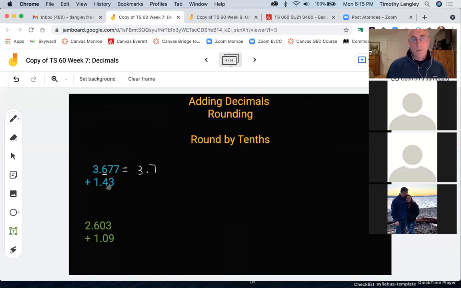This next number, 1.4, you'll notice the 4 is in the tenth place. I'm talking about this tenth place right here. It's asking you to do this. 4 is in the tenth. The number to the right is not 5 or more, so 4 stays the same.